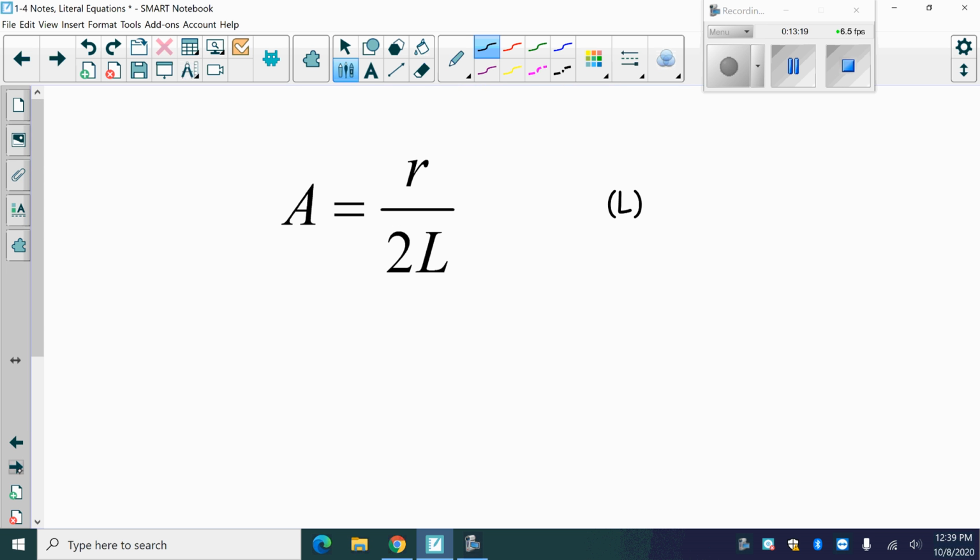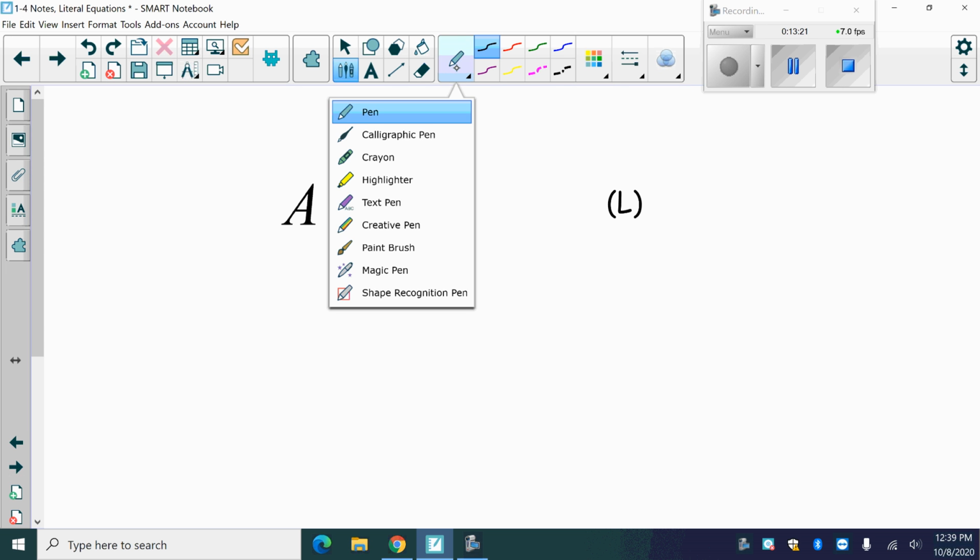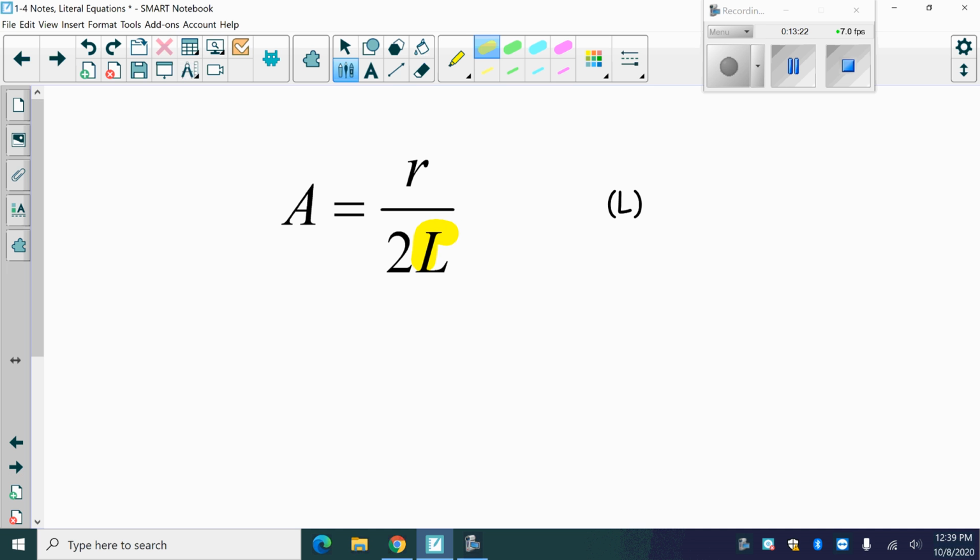All right, we're going to solve this one for L. Now, this one is different. You have to be very careful with this one because the L is in the denominator. Let me say that again. The L is in the denominator. You cannot just multiply both sides by R and get 2L by itself because it's in the denominator. It's not in the numerator. If you remember, denominator is the bottom of a fraction or the bottom of the division problem.